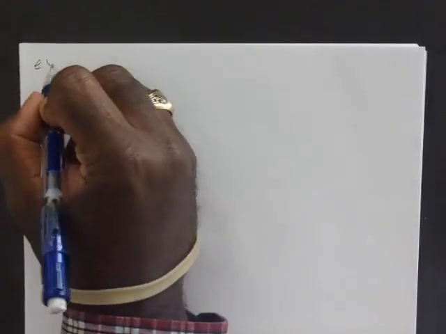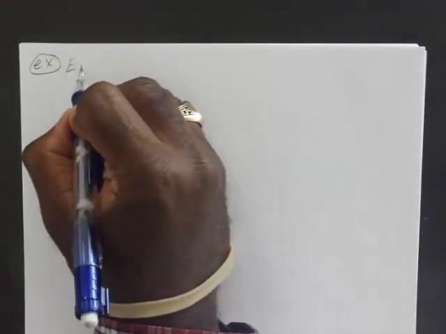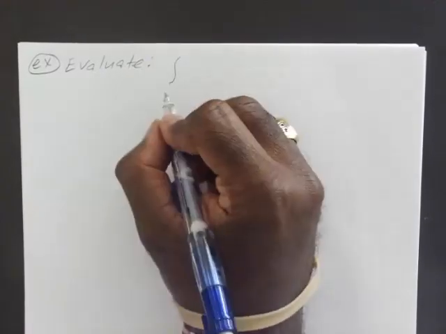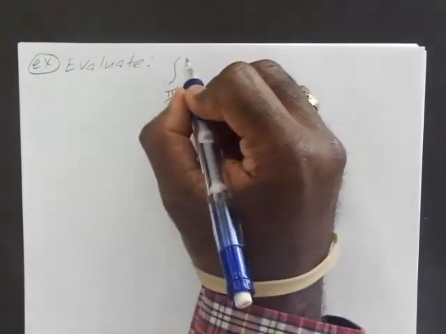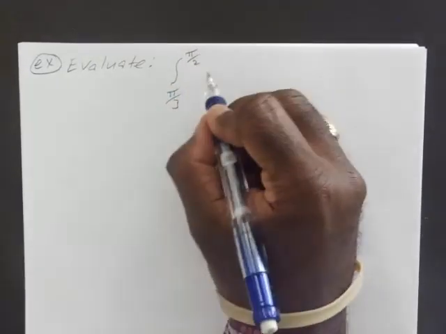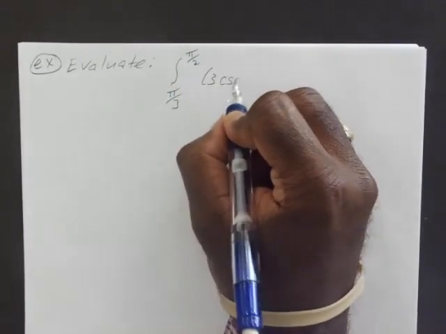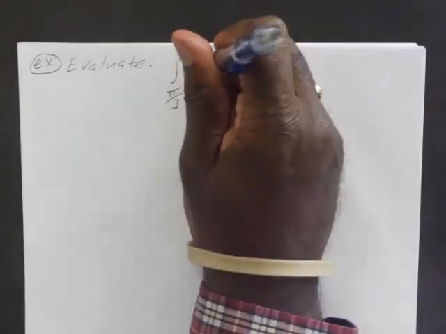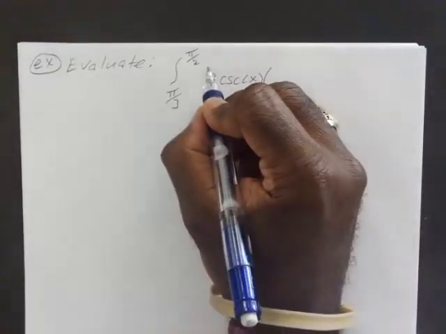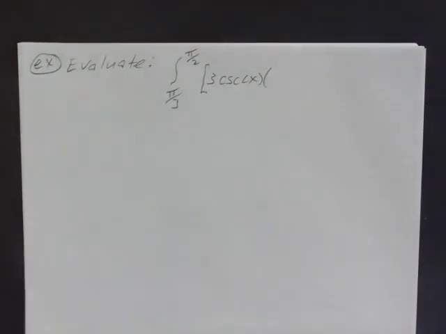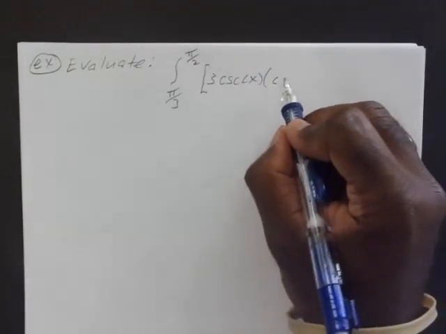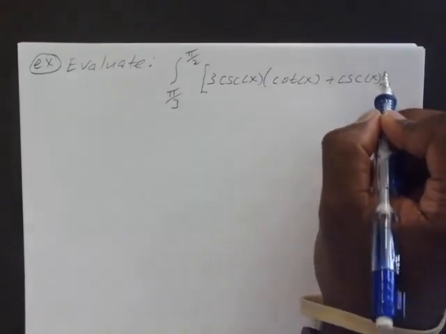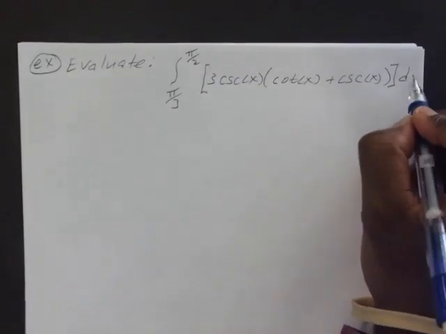So let's say if we wanted to evaluate the integral from pi over 3 to pi over 2 of 3 times cosecant of x, and that times, let me put a bracket here, just so we won't have a bunch of parentheses flying around, cotangent of x plus cosecant of x with respect to x.